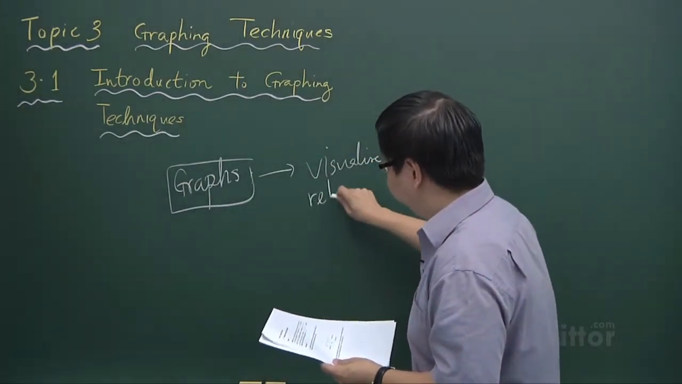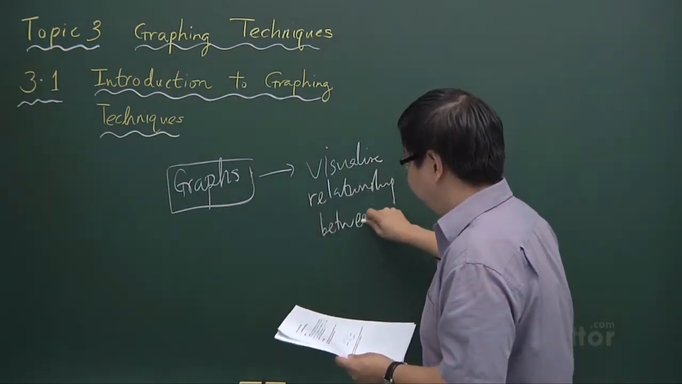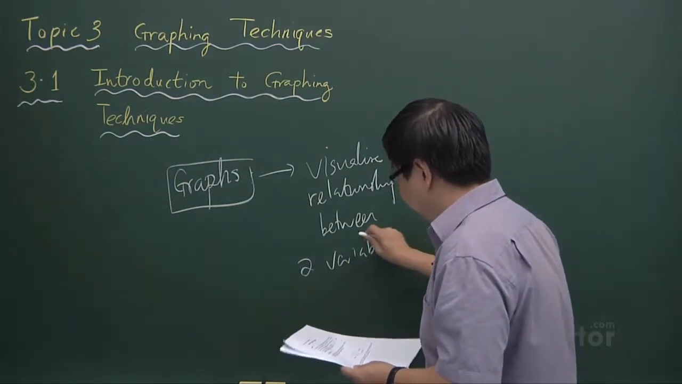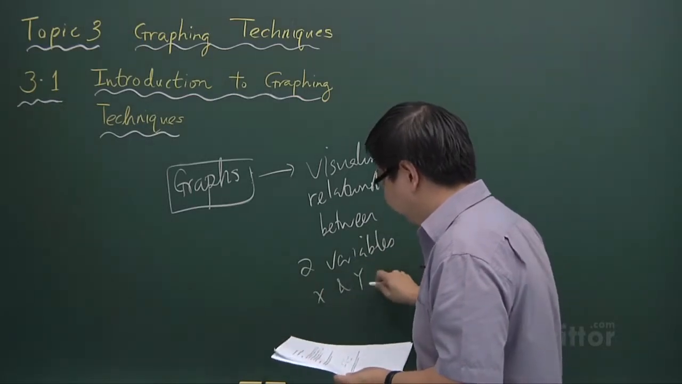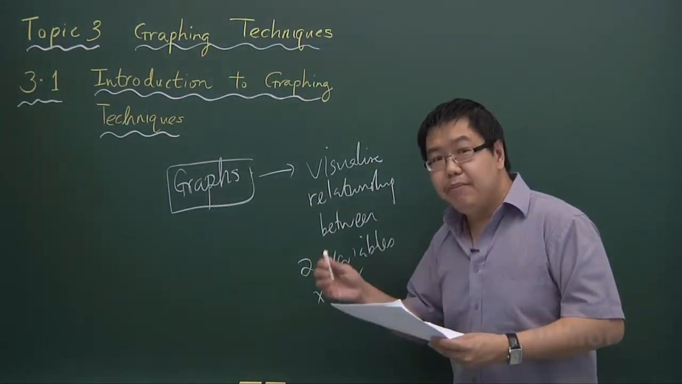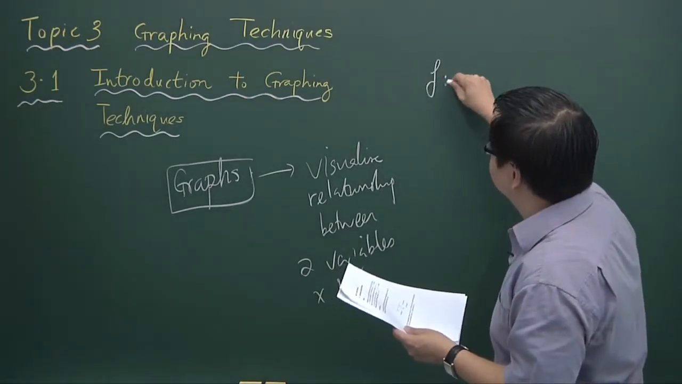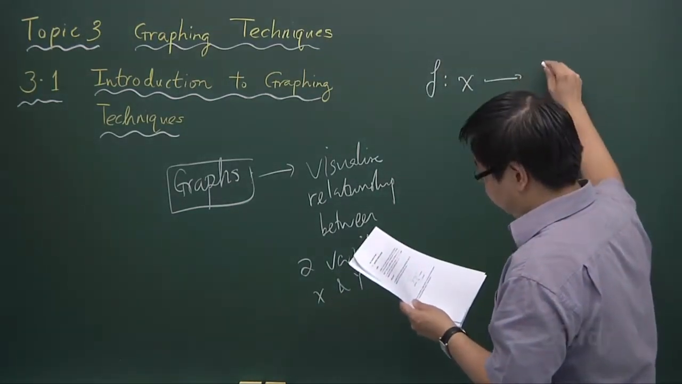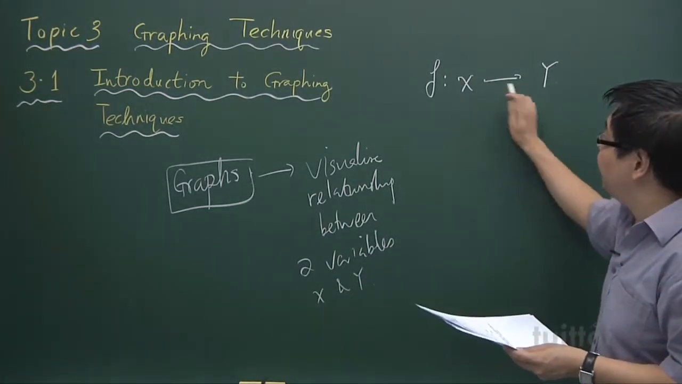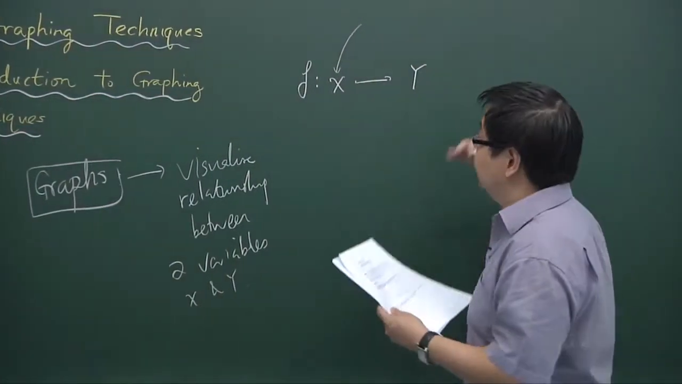the relationship between two variables, say x and y. However, not all graphs are represented in this kind of diagram. It may actually be represented as a function. So if I define a function in this manner, it basically says that the relationship between x and y is such that if you substitute an x value inside the function, you get a y value.